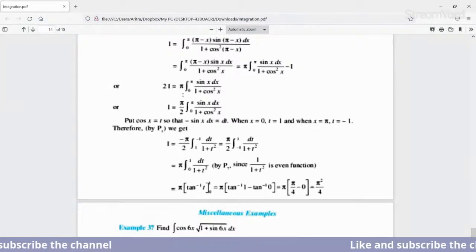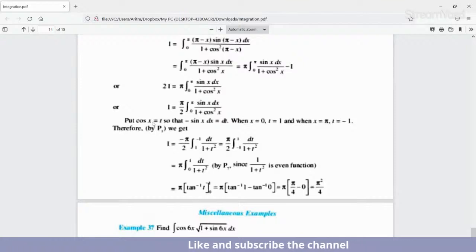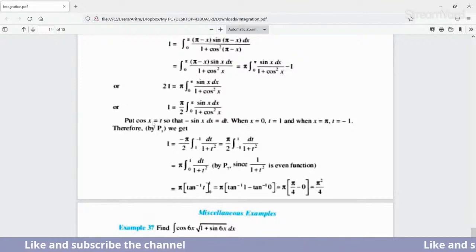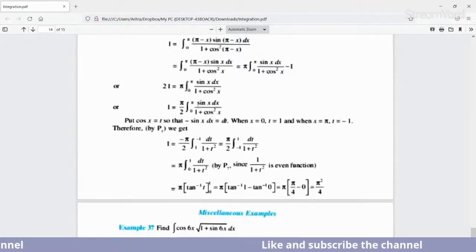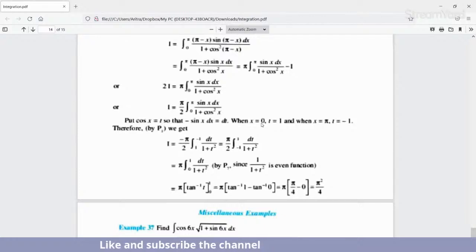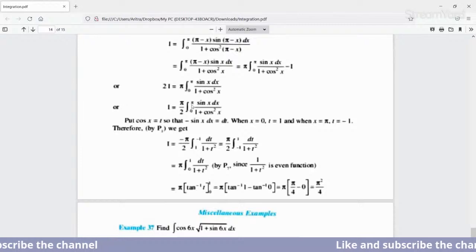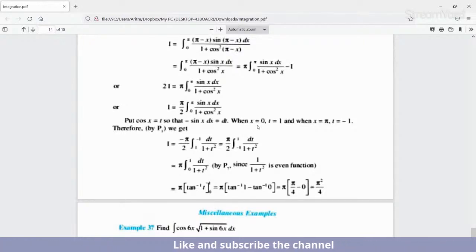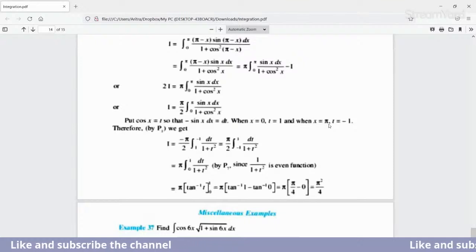Now we have to again use that adjustment stuff. Put cos x is equal to t, so that when you differentiate both sides, you will get minus sine x dx equals dt. Just see here, when you are replacing this with t, you are getting this as dt. Now just keep one thing in mind, you have to change the limits also as per that. So when x is equal to 0, t will be 1, and when x is equal to pi, t will be minus 1.